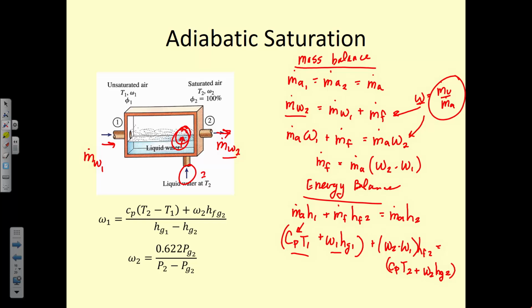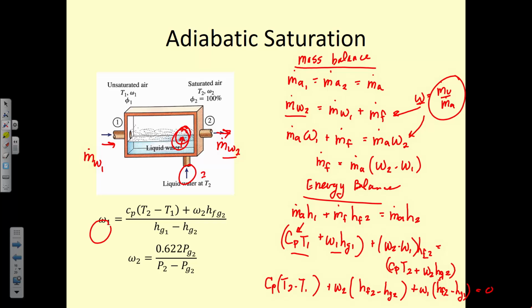Okay, now if we combine terms and rearrange, we have C sub P times T2 minus T1 plus omega 2 times H sub F2 minus H sub G2, plus omega 1 times, sorry, hold on. Omega 1 times H sub F2 minus H sub G1 is equal to 0.